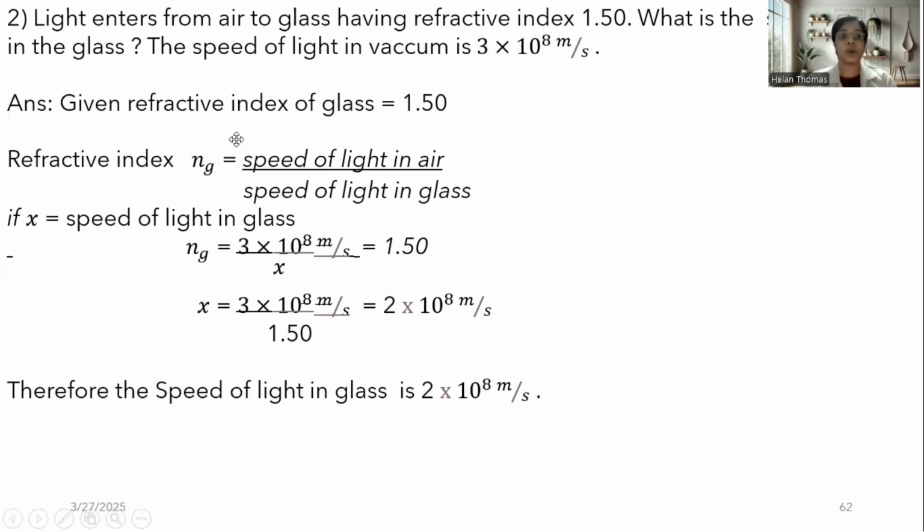in glass. So if x is the speed of light in glass, you put your values here, and the refractive index n_g of glass is 3 into 10 raised to 8 meters per second divided by x, which is 1.50. That is the refractive index given in the question. Now you solve for x and you get the value 2 into 10 raised to 8 meters per second. Then you have the concluding statement: therefore, the speed of light in glass is 2 into 10 raised to 8 meters per second.